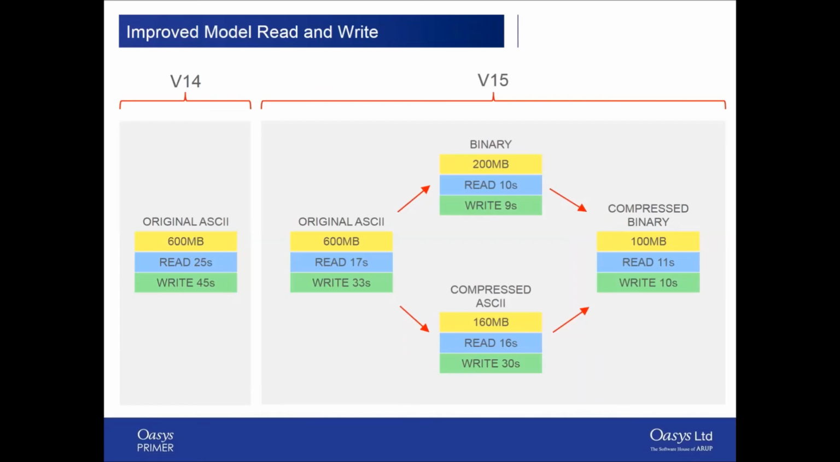So this is trying to summarize things. Just from moving from version 14 to version 15, let's say we had a typical model size of 600 megabytes. Previously, read in 25 seconds and writing in 45 seconds. Now in version 15, reads in 17 seconds, writes in 33 seconds. So just moving to version 15, it's quicker to read and write.